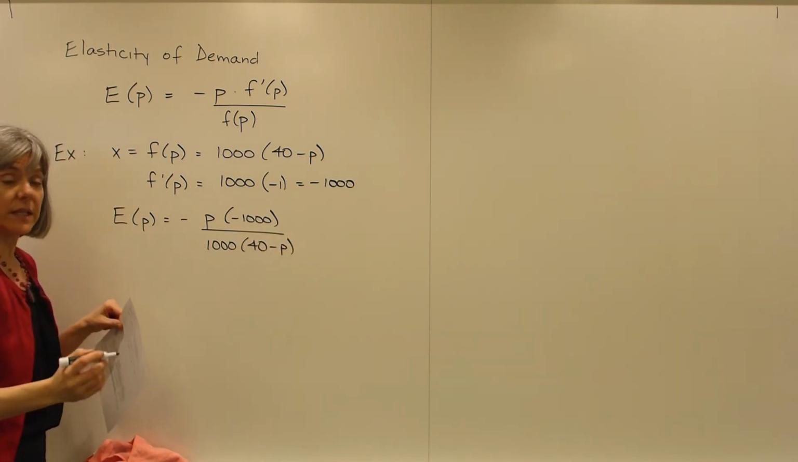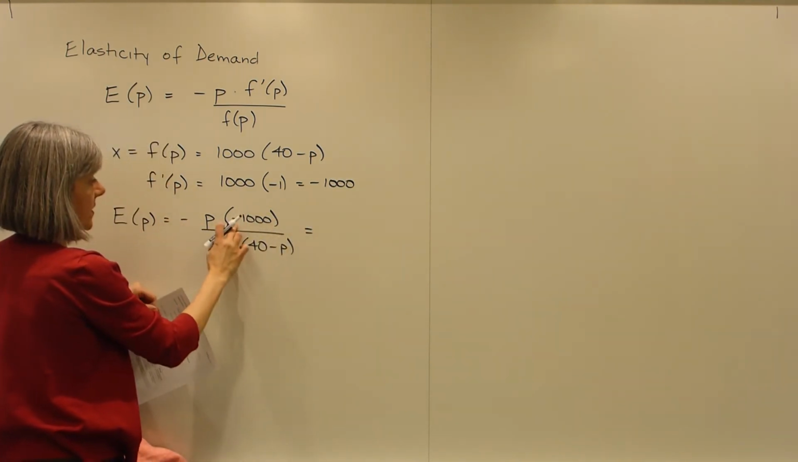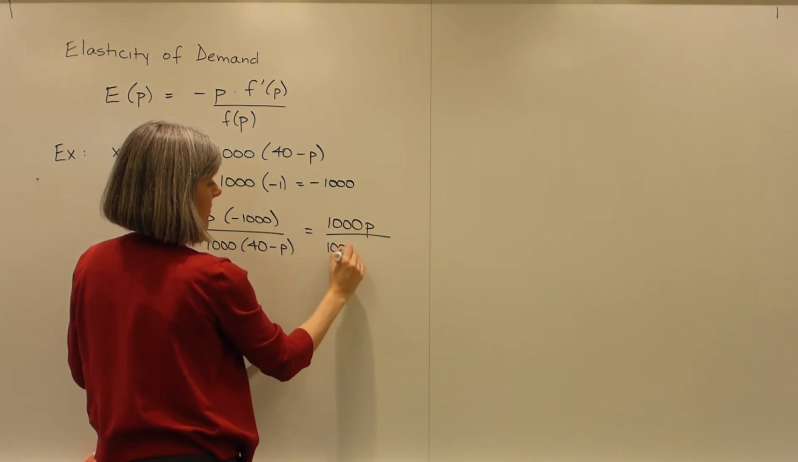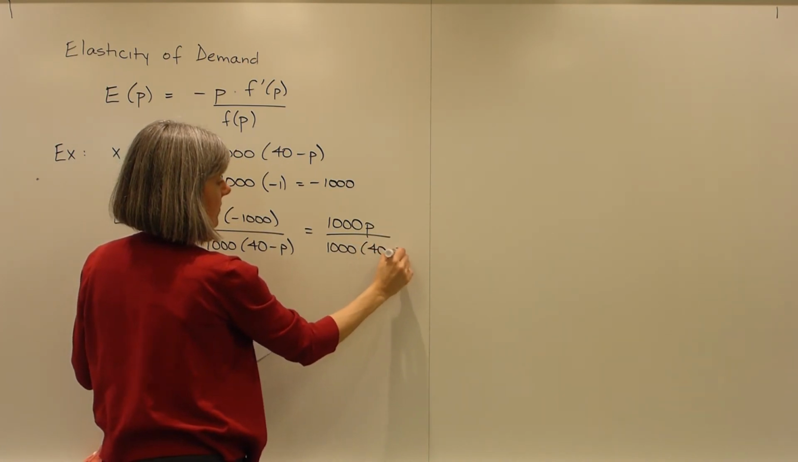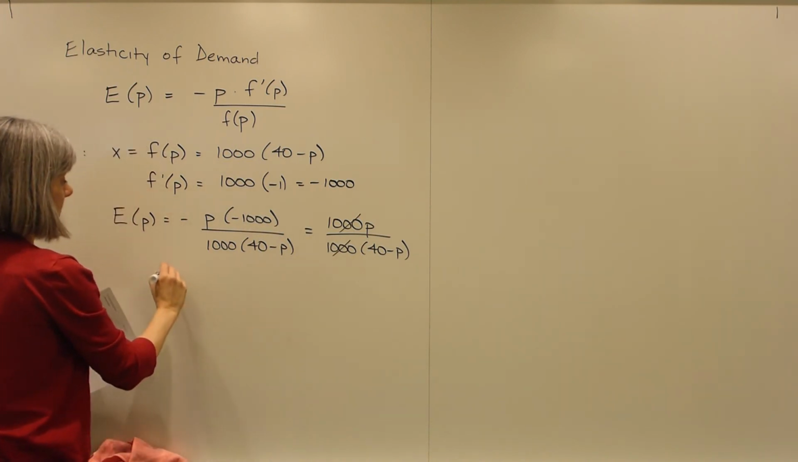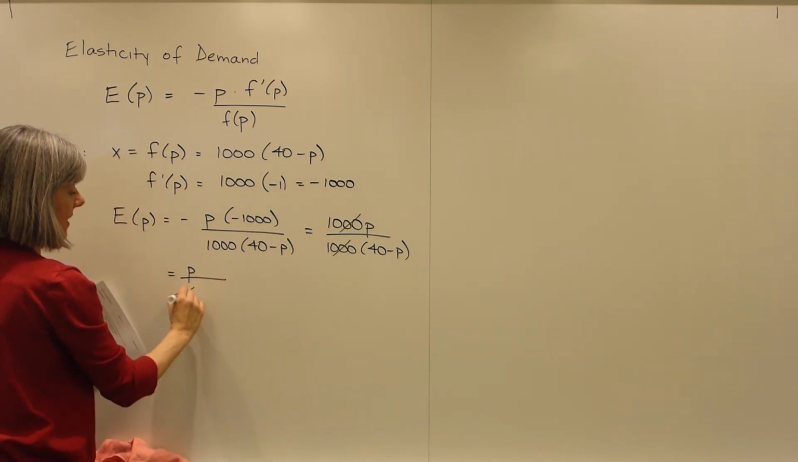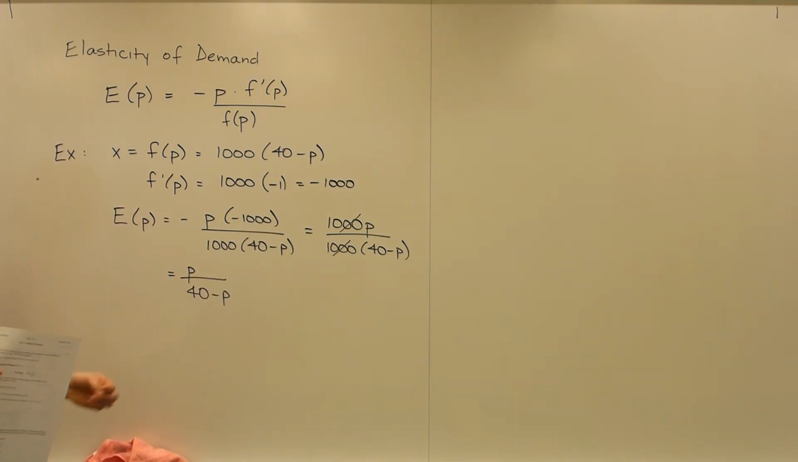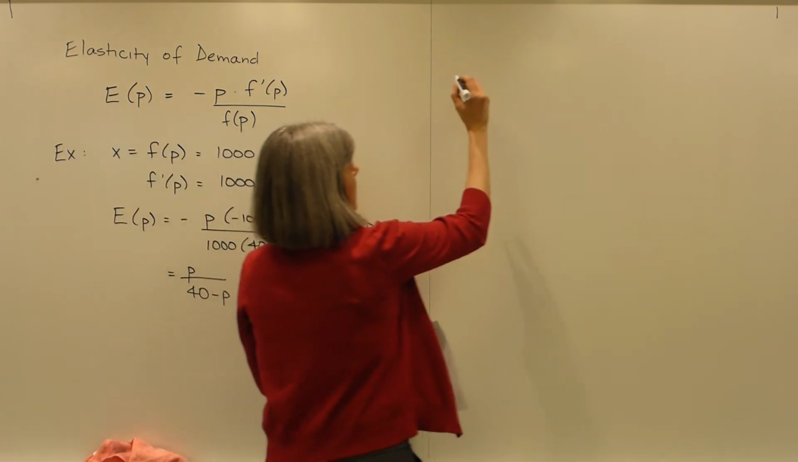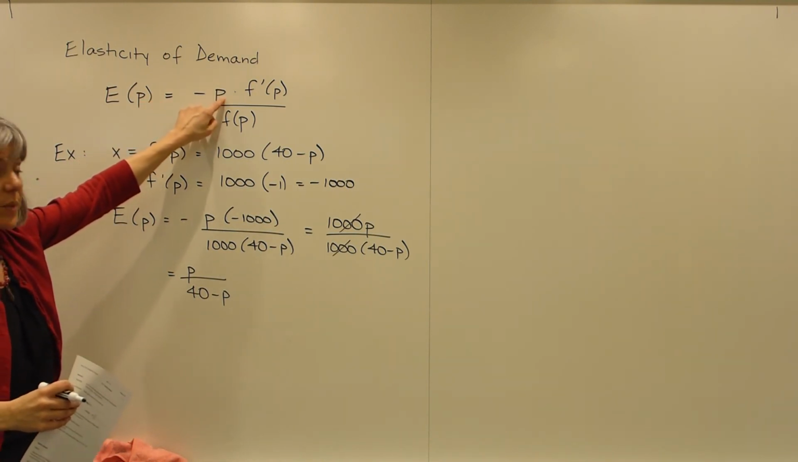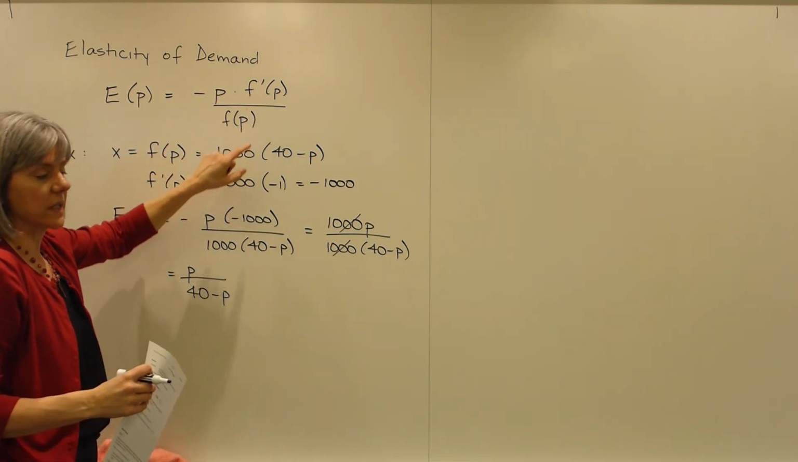All right, let's clean this up. Minus times a minus is positive, 1,000 in front. These are multiplied factors, those thousands, so they do indeed cancel. So we get P divided by 40 minus P. And it's fairly common for it to work out to a fairly simple fraction like that. So this is just how you compute it: the negative sign, the actual variable P, the derivative over the function.